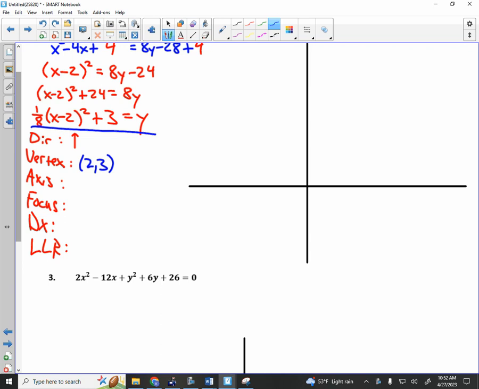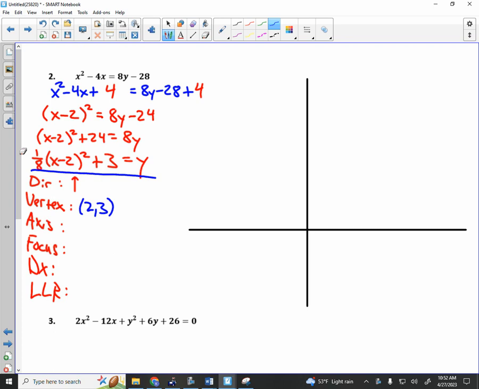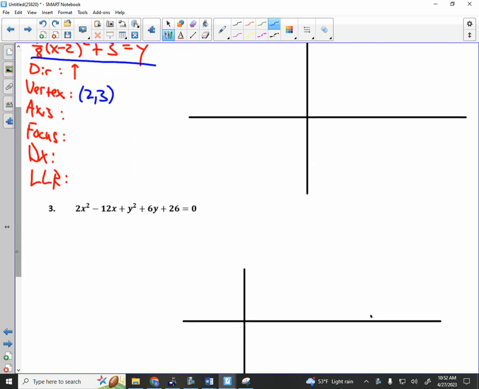And now is when I like to think about my p-value here, as I know I'm going to make my scale. Remember that we had that formula, a is equal to 1 over 4p. So my a value 1/8 is equal to 1 over 4p. So what is p? P is 2, right? And so the length of the latus rectum is the absolute value of 4 times p, or 4 times 2. So you're going to get 8.